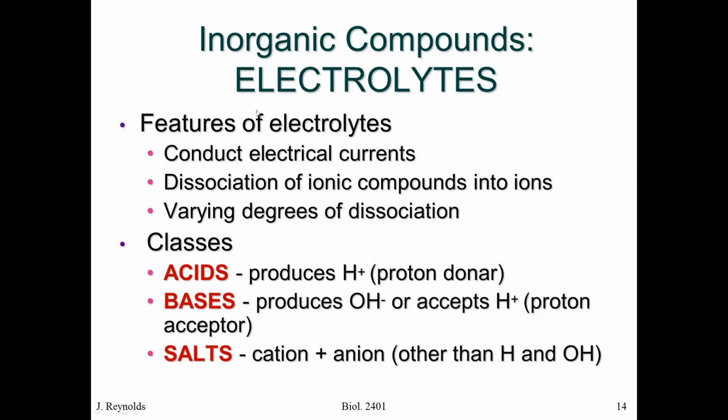Okay, electrolytes. Features. These are compounds, they're inorganic, that conduct electrical current. When you put an electrolyte in water, because they are made of ionic compounds with ionic bonds, and ionic bonds are weak, the bonds will break, and the components of the electrolyte dissociate into ions, charged atoms. They're called ions, positive or negative. Positively charged ion is called a cation, and negatively charged ion is called an anion.